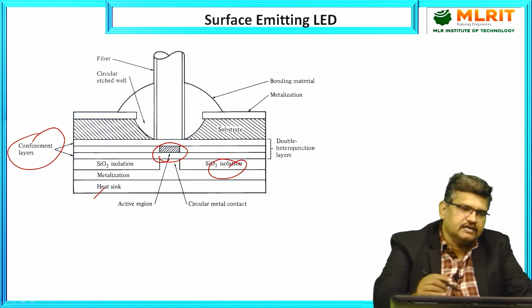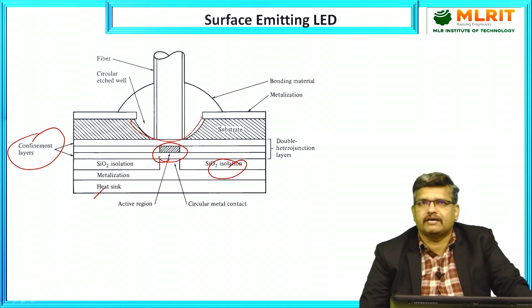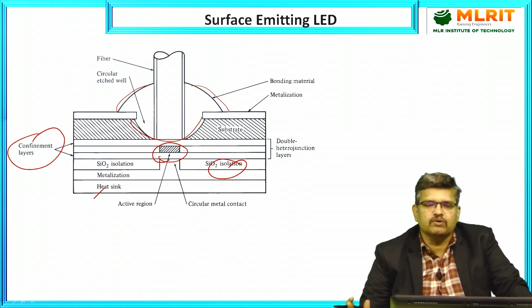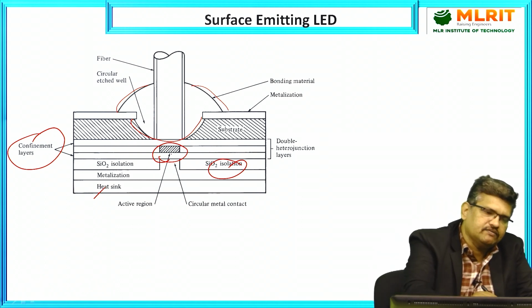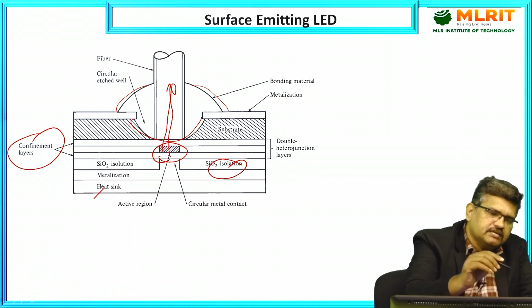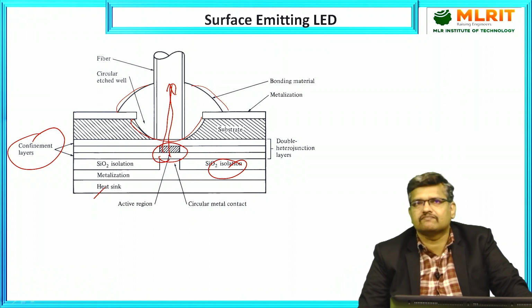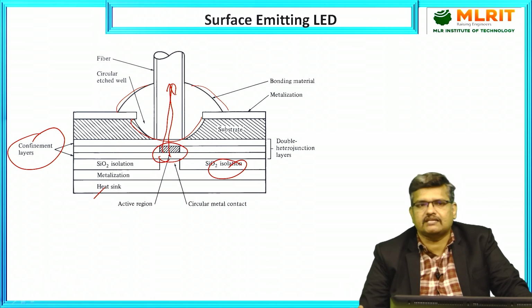Now we make a circular well, where the fiber can be placed perpendicularly at 90 degrees. We also use some bonding material so the fiber does not move further and is easily coupled with the active region. As we know, the active region is electron-hole recombination, and the energy is emitted in the form of light. Since we place the fiber perpendicularly, the LED light is emitted perpendicularly at the surface, so we call it a surface emitting LED.